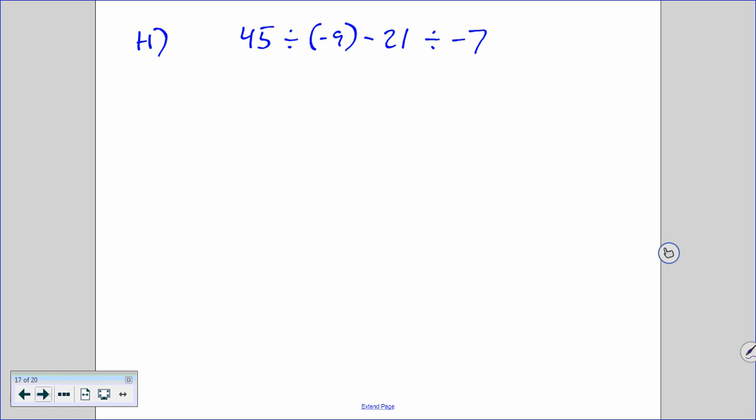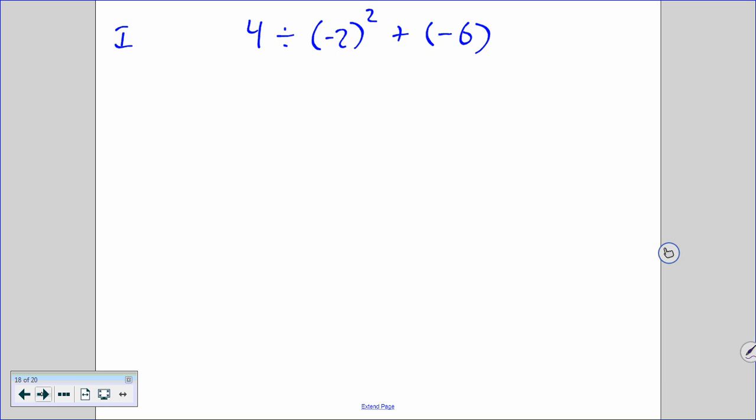All right, here, what are we doing first? We're moving from left to right. Okay, so let's do division here. 45 divided by negative 9 is going to be negative 5, minus 21 divided by negative 7. Watch your signs. Again, if it helps you to make this a plus and a negative, I know you like that, Dorothy, that's up to you. But again, regardless, negative 21 divided by negative 7 is going to be positive 3, so you make that an addition sign. And negative 5 plus 3 is going to be negative 2.